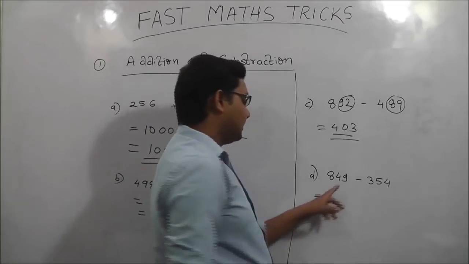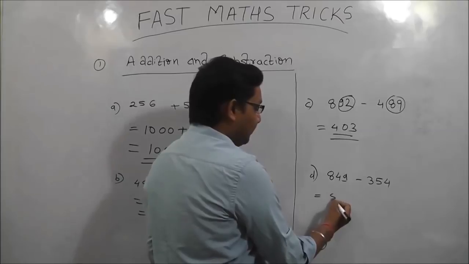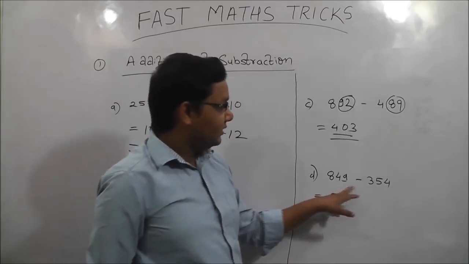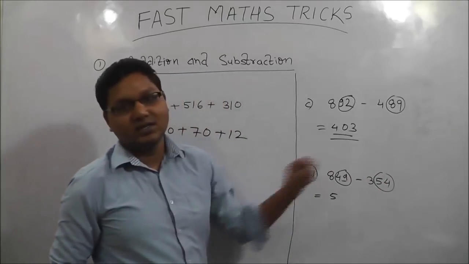Suppose we are subtracting this: 489 minus 354. 8 minus 3 is how much? 5. Now 49 minus 54. So 49 minus 54, and 49 is less than 54.